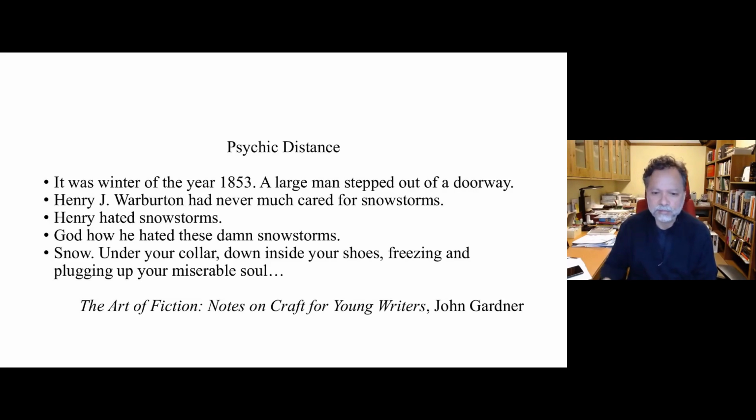psychic distance, right? And John Gardner, in this very good and famous book called The Art of Fiction, gives us these examples, right? So you can write about Henry J. Warburton in all of these kinds of ways. It was winter of the year 1853. A large man stepped out of a doorway, right? And here you see that temporal distance that I'm talking about, but notice also that it's a large man, right? He's not even named. So it's a fairly abstract, long distance view of what is actually going on.